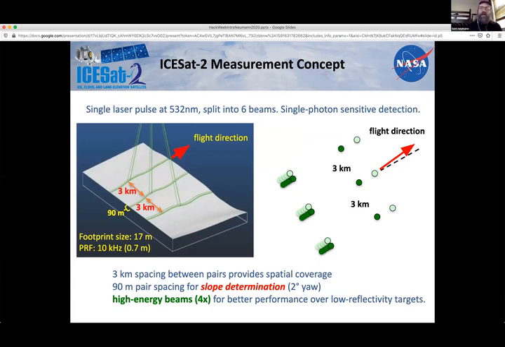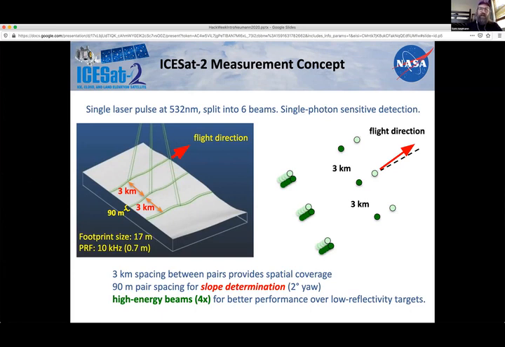By slightly clocking the spacecraft, as it flies along its orbit, it describes 6 ground tracks on the surface of the Earth. You'll notice that 3 of those dots are darker green, 3 are lighter green, but both are green. The wavelength of the laser light is in the green part of the spectrum, 532 nanometers. And the darker green and lighter green indicate that there are some beams that are relatively stronger and some beams that are relatively weaker. The difference in energy between those beams is approximately a factor of 4. And we typically refer to those as the weak beams and the strong beams.